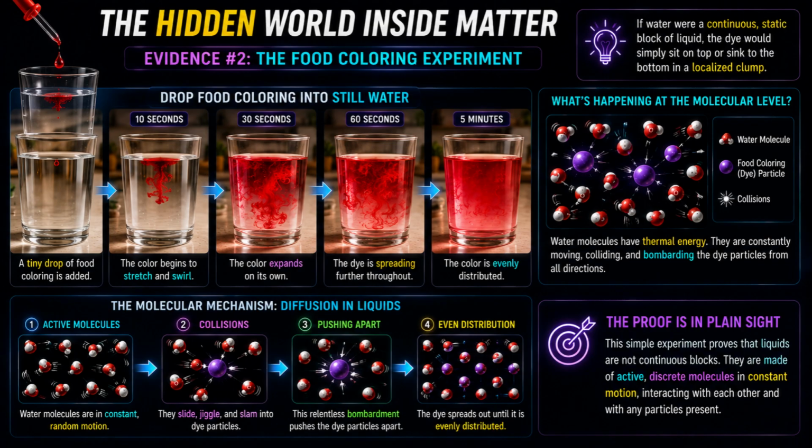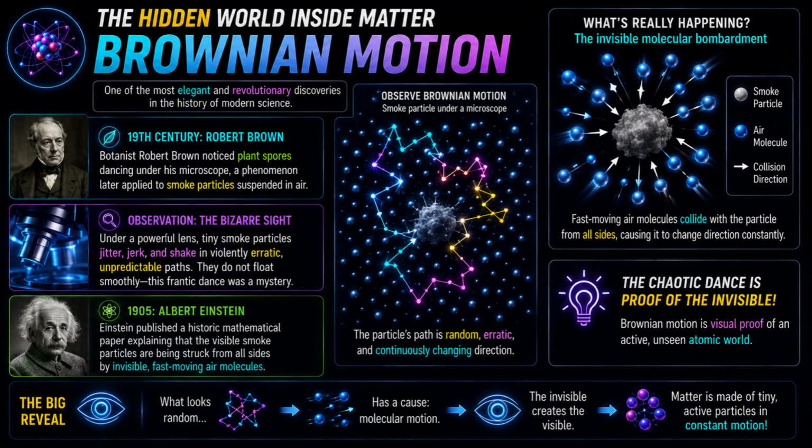These water molecules possess thermal energy, causing them to constantly slide, jiggle, and slam into the food coloring particles. This relentless molecular bombardment physically pushes the dye apart, proving that liquids are made of active, discrete components. This brings us to one of the most elegant and revolutionary discoveries in the history of modern science: Brownian motion.